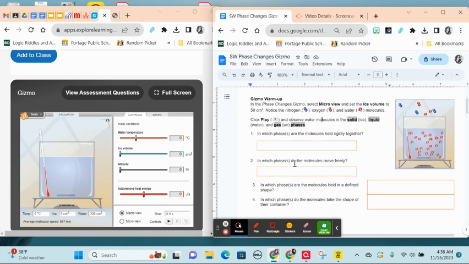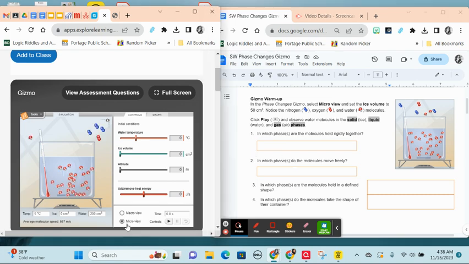In our Gizmo, we'll launch it and select micro view, and set the ice volume to 50 centimeters. So we want some ice in there. We see that we have some nitrogen, some oxygen, and then our water molecules. Here it is as water vapor, here it is as water, and we also have some ice right there.